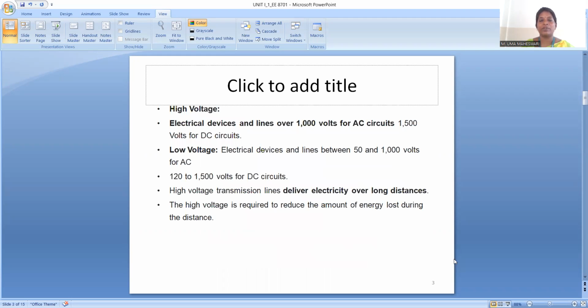And what is the high voltage value? For AC circuits, when the device or line carries more than 1000 volts, it is the high voltage value. For DC circuits, it is 1500 volts. And what is the low voltage value? For AC circuits, the voltage level is 52,000 volts, and for DC circuits, it is 120 to 1500 volts. High voltage transmission lines deliver electricity over long distances, and we use high voltage transmission because the amount of energy loss during transmission is reduced.